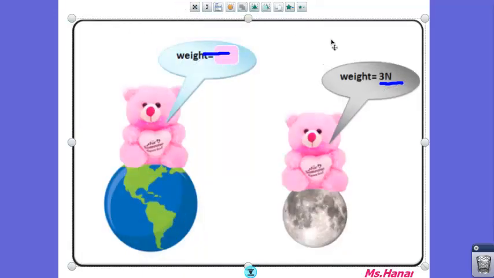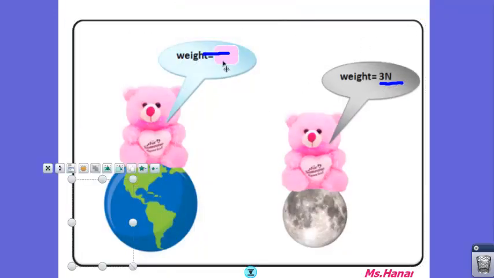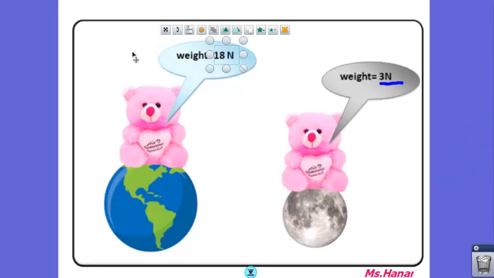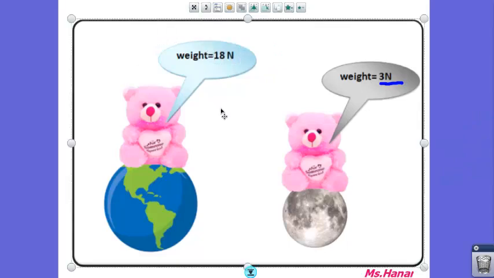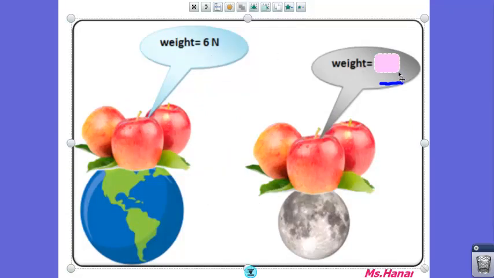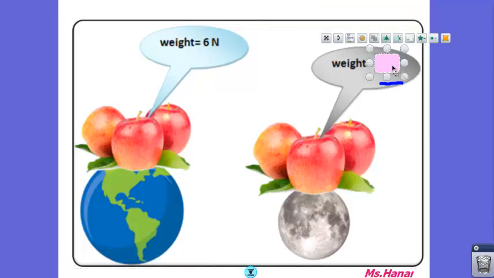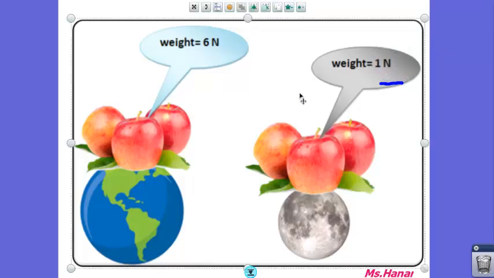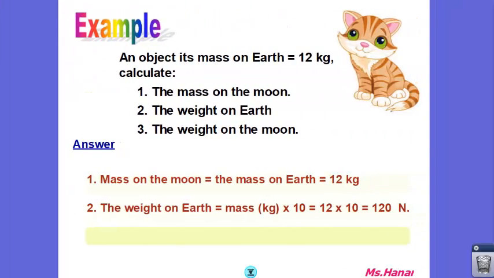The weight of this pink bear on Moon is 3 Newton. So its weight on Earth equals, excellent, 18 Newton. Because weight on Earth equals 6 times weight on Moon. The weight of these apples on Earth equals 6 Newton. So its weight on Moon equals, yes, 1/6 of its weight on Earth. So equals 1 Newton.